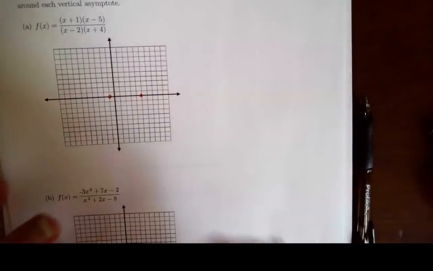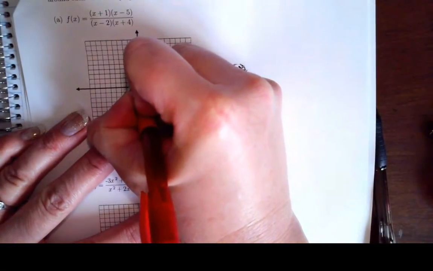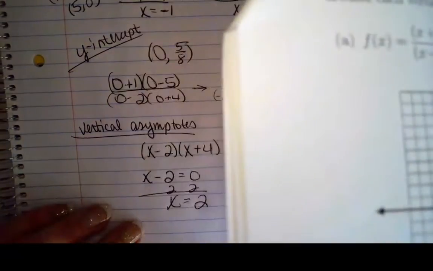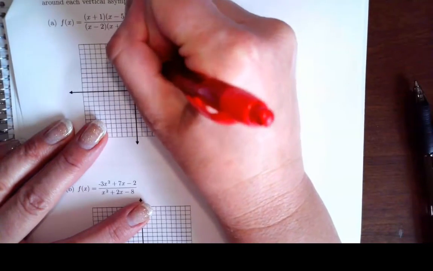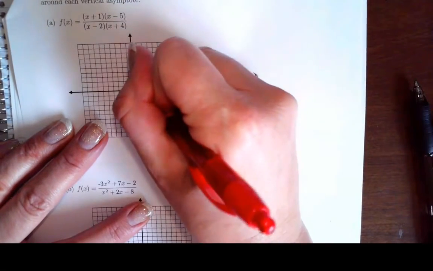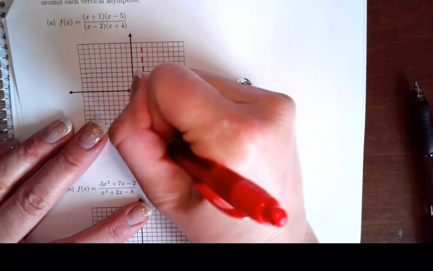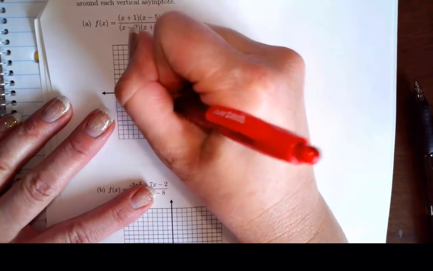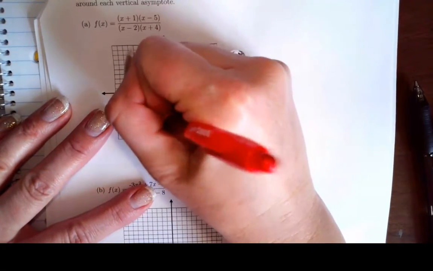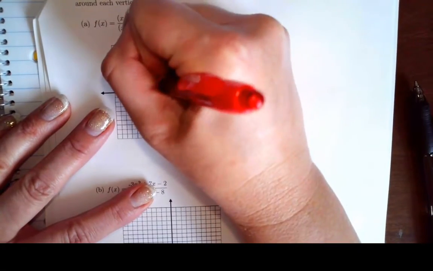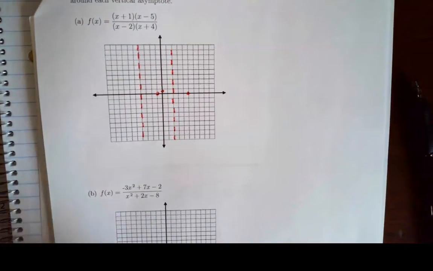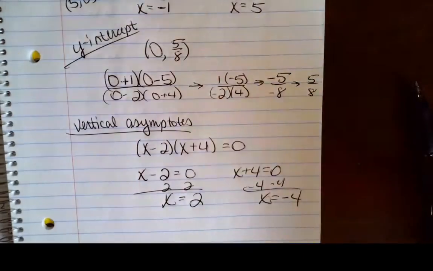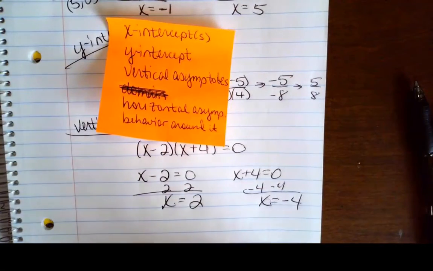But I've got, let's do my y-intercept roughly right there. Then I've got a vertical asymptote at 2. So here's my cool little vertical asymptote. And then I've got one at -4. So here's 1, 2, 3, 4. So I've got another vertical asymptote at x equals -4. There we go. So I have addressed the x-intercepts, the y-intercept, and the vertical asymptotes.